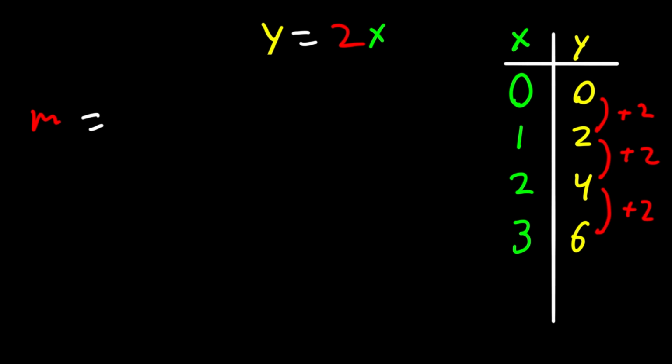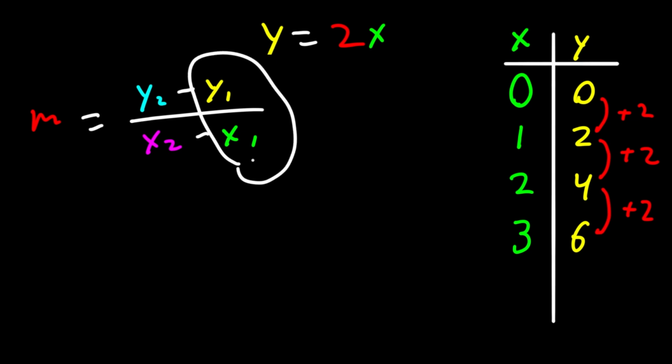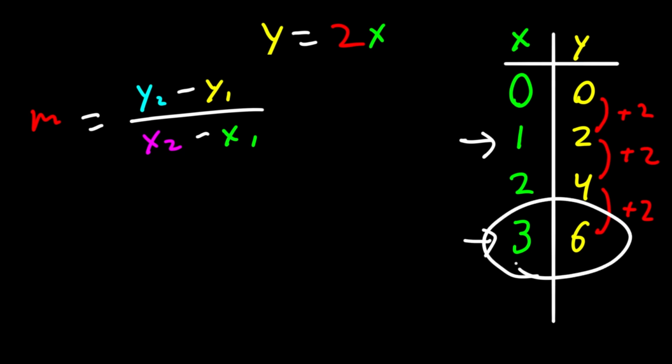Recall the formula m equals y2 minus y1 over x2 minus x1. Recall that the subscripts, the small numbers below x and y, are just ways to indicate different points. So x1, y1 is 1 point, and x2, y2 is another point. So let's pick 2 random points. It doesn't matter which points we pick. So let's pick 1, 2 and 3, 6. And let's have 3, 6 be the second point. So that means 3 is going to be x2, and 6 is going to be y2.